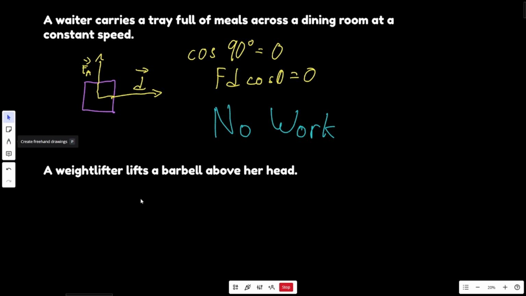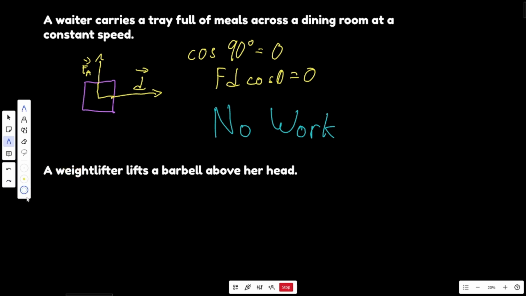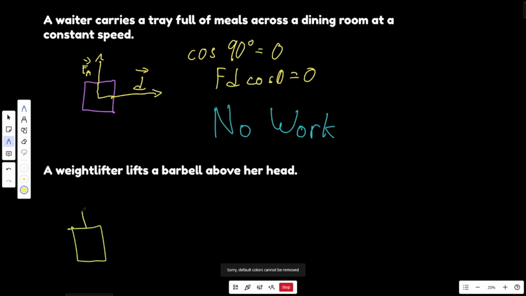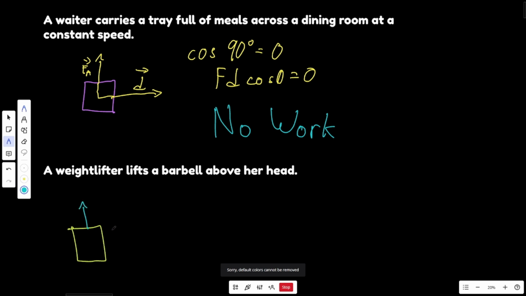A weightlifter lifts a barbell over her head. So in this situation, is there work? It doesn't specify on which part, so just in general, is there work being done? We can use the object as the barbell. So let's try using that. Now, when the weightlifter lifts the barbell, it's going up. Oops, they look too alike. Hold on, here. It's going up. And when you lift something, its displacement is also going up. This is our force applied.